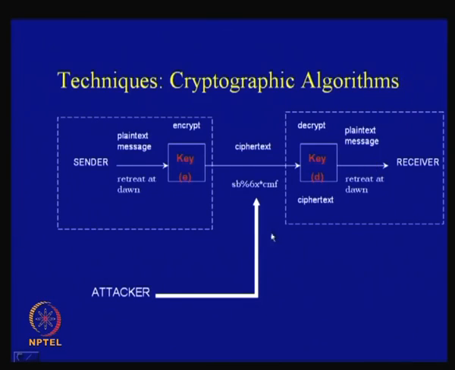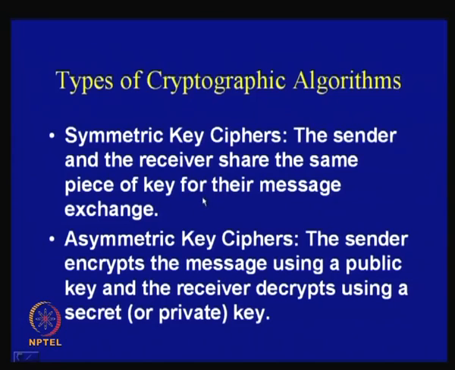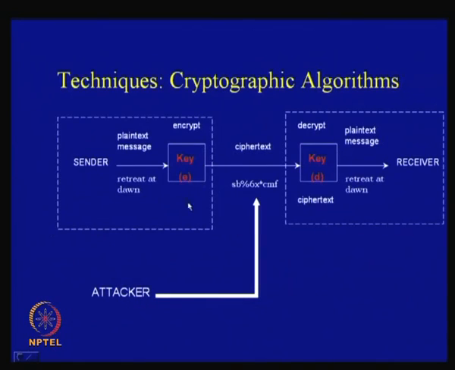Now the question is, what are the types of cryptographic algorithms which exist? There are broadly two types. One of them is called symmetric key ciphers, and the other is called asymmetric key ciphers, and we shall be studying these in depth in our course. In symmetric key ciphers, the sender and the receiver share the same key for their message exchange. That is, when the sender is communicating with the receiver, there is an encryption key denoted by E and a decryption key denoted by D. The encryption key and the decryption key are the same. So in a symmetric key environment, E and D are the same.